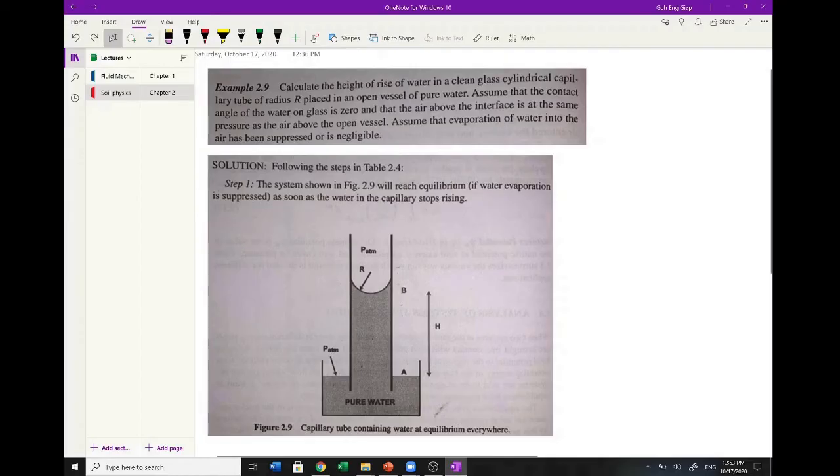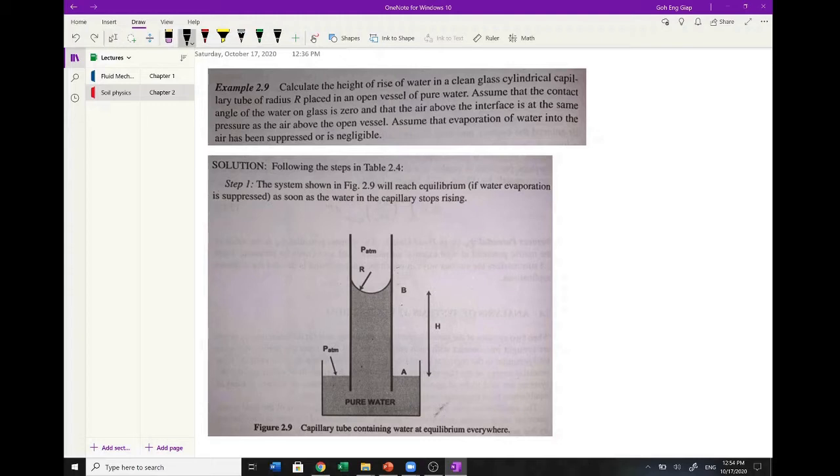Okay, now let us look at example 2.9. Example 2.9, calculate the height of rise of water in a clean glass cylindrical capillary tube of radius r placed in an open vessel of pure water. Assume that the contact angle of the water on glass is 0 and that the air above the interface is at the same pressure as the air above the open vessel.